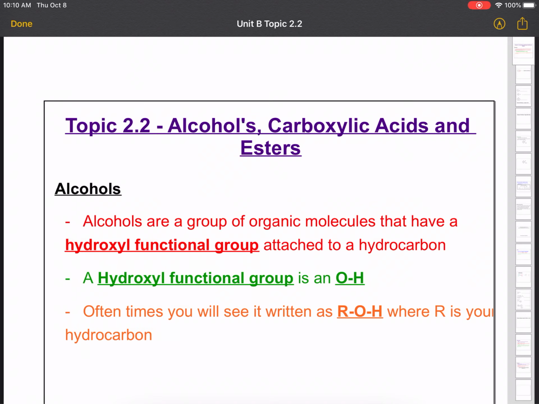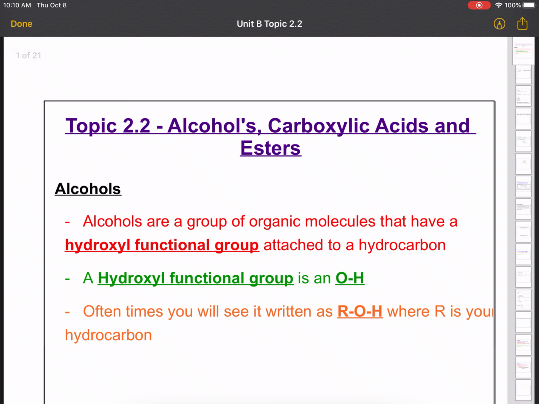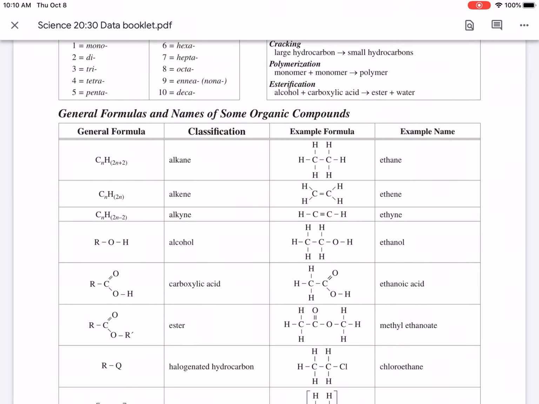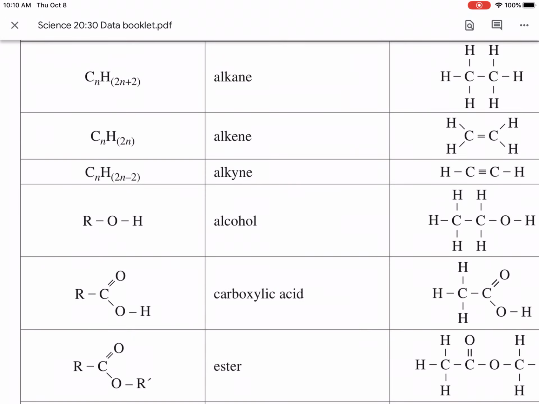This is topic 2.2 on alcohols, carboxylic acids, and esters. It says alcohols are a group of organic molecules that have a hydroxyl functional group attached to a hydrocarbon. Hydroxyl functional group is an OH, and oftentimes you will see it written as ROH, where R represents your hydrocarbon. So if you don't remember any of that, your data booklet shows you the general formula, ROH.